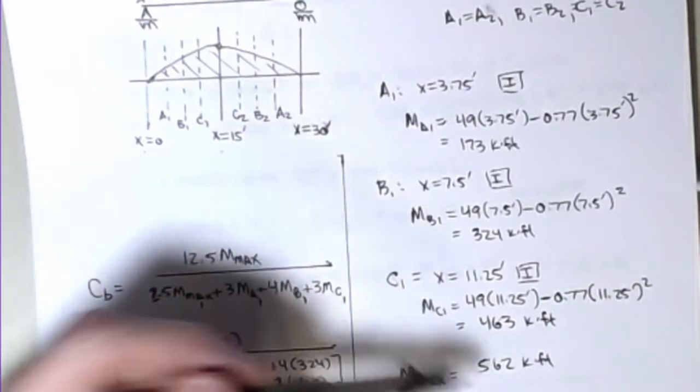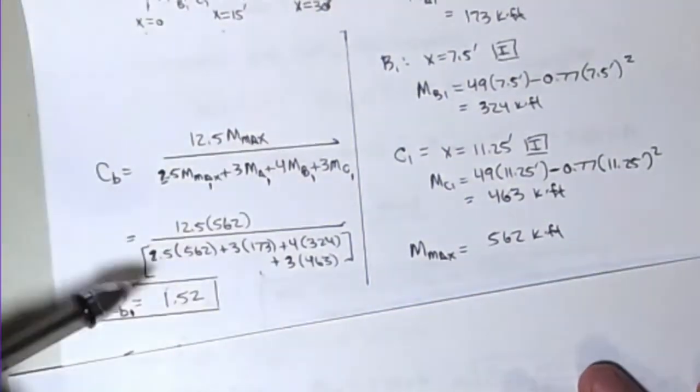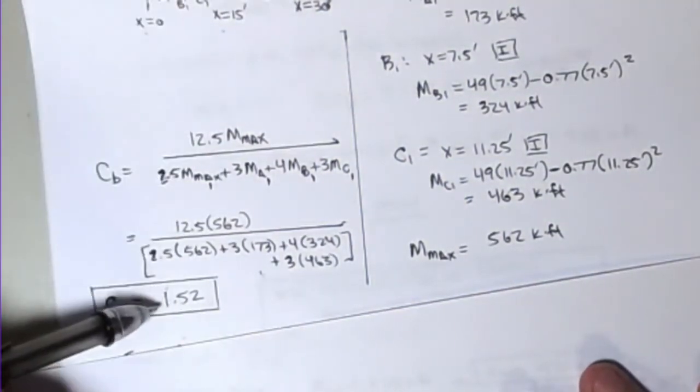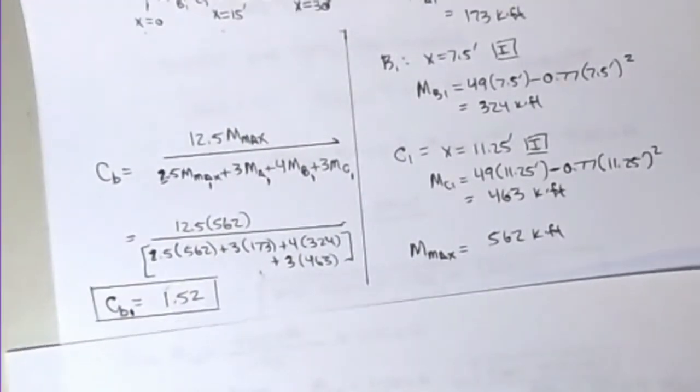So that's why Mmax is here. If I plug all those into my formula and we plug into our calculations, then we find out that the CB for that first region is actually 1.52. So it's fairly generous for us.